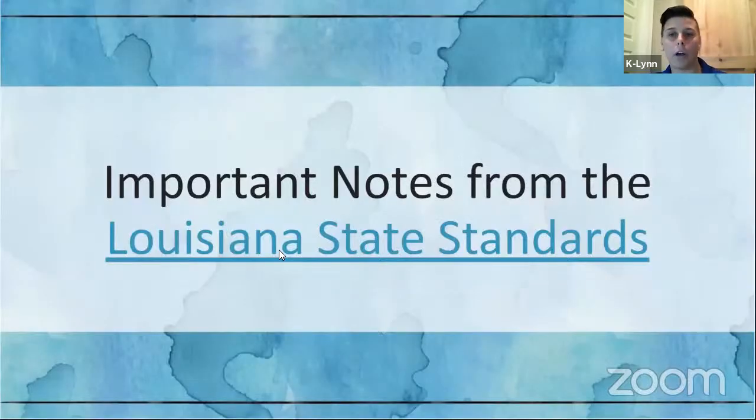So some important notes, we're going to review some general information regarding the Louisiana state standards. Again, that's a live link to our standards. We do have standards K through 12 in the state of Louisiana for physical education. We actually rewrote the standards. I was on the committee for that with the Louisiana Department of Education. And we have new standards that were published in 2017. So you can find those on the LDOE website.